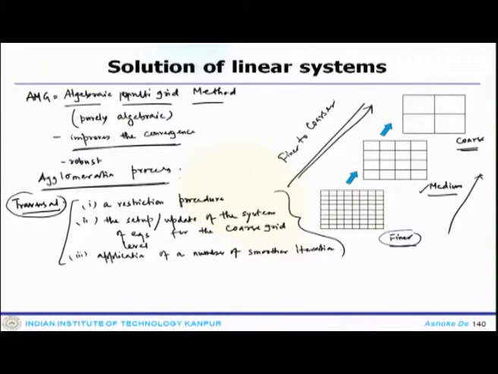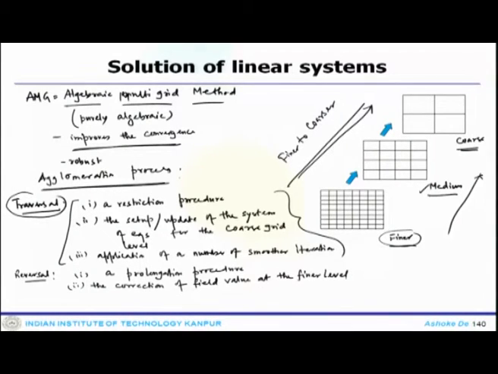Now, there is the reversal process. There you need to do a prolongation procedure, that is number 1. Number 2, the correction of field values at the finer level.